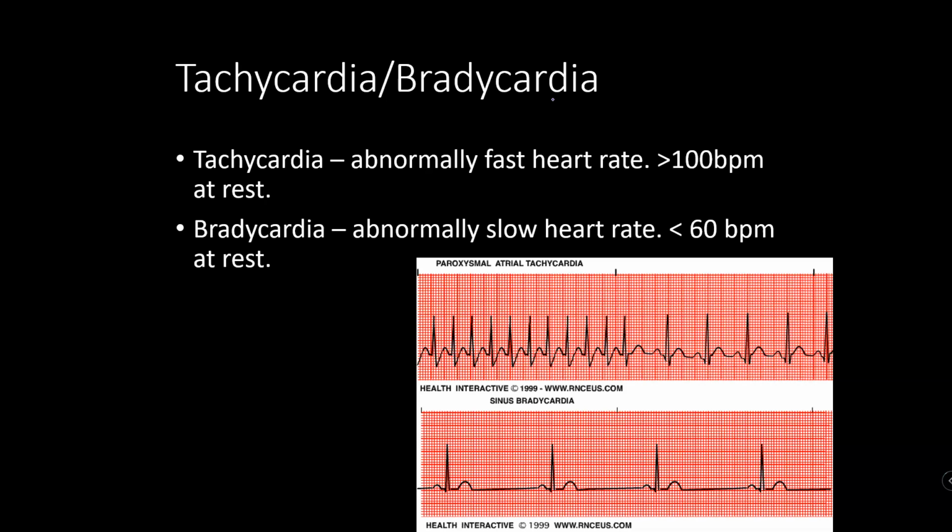Bradycardia is the exact opposite. It is too low, so that is less than 60 beats per minute while you are at rest. That may not be a problem. It might mean that your heart is just really strong and it's keeping cardiac output fine. But it might mean that your heart is trying to conserve energy and it's not keeping blood pressure where it's supposed to be. So it might be a problem, it might not.